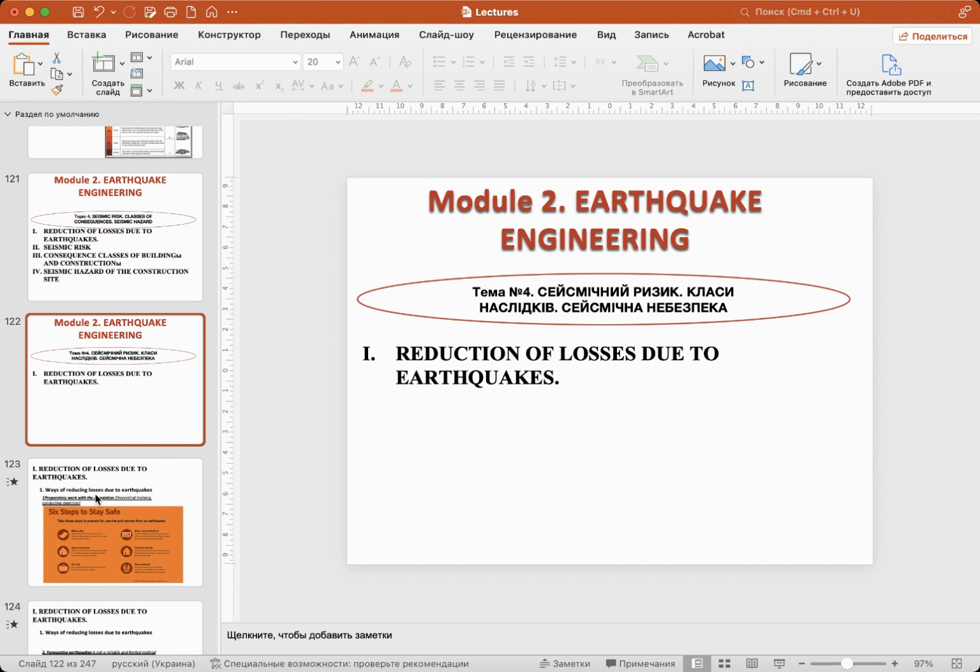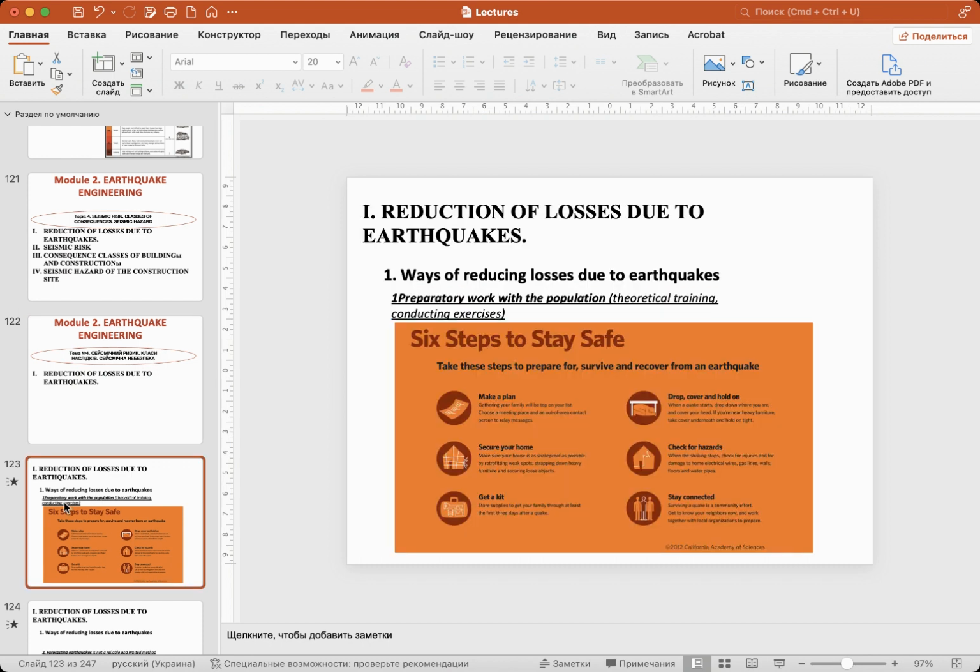So, we know three main ways to reduce the losses due to earthquakes. And the first of those ways is to prepare the population for earthquakes. For example, in the USA, they have six main steps to stay safe during earthquakes.